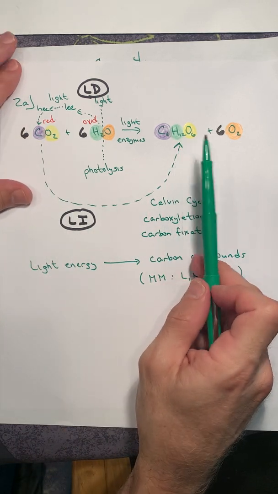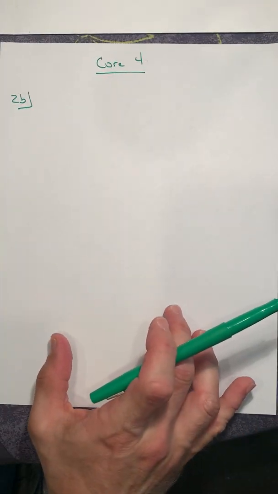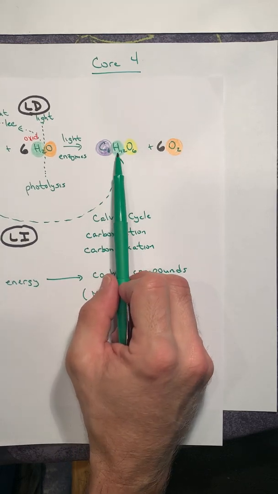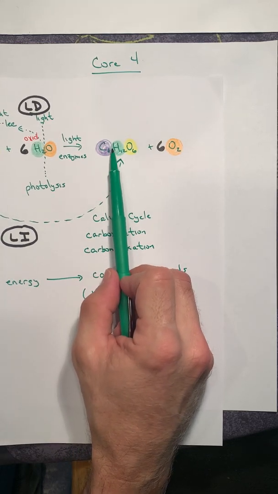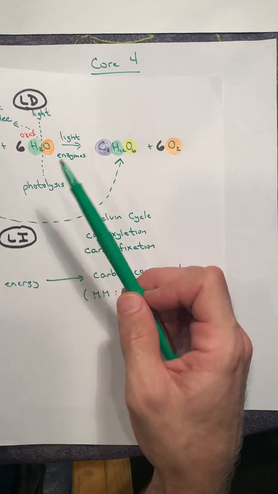Right, so now 2b asks you about energy release from those carbon compounds. When you take these carbon compounds, in this example glucose, with its high energy electrons, and you rip that molecule apart, you get energy out. And that process is cellular respiration.